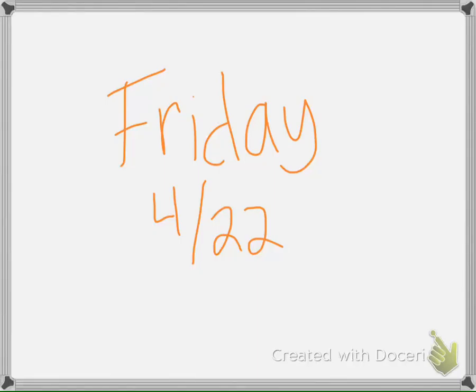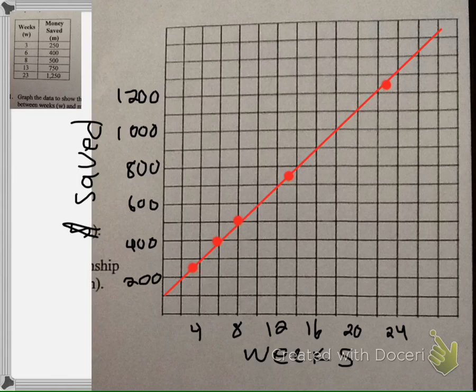Okay, this is homework for Friday, April 22nd, for those of you that are still doing Friday homework. So the situation this week is that Lawson is raising money to buy a car. He already has $100 saved and continues to save each week. So number one, I ask you to graph the relationship.